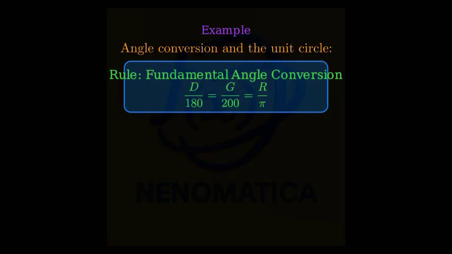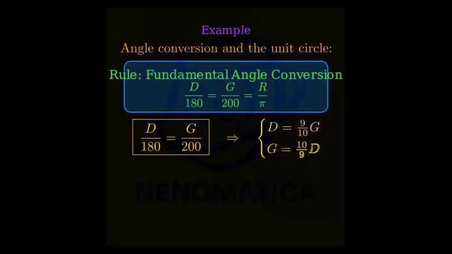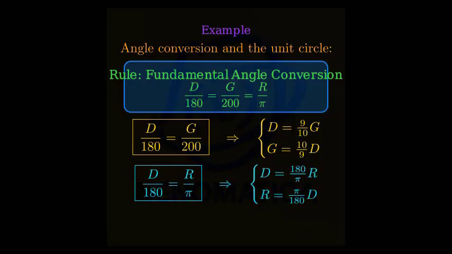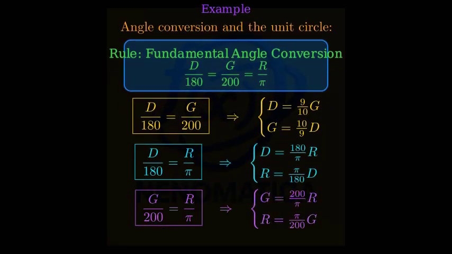Let us isolate each pair. First, degrees and grads. d over 180 equals g over 200. Cross multiply to get d equals 9/10 g, and g equals 10/9 d. Second, degrees and radians. d over 180 equals r over pi. Solving gives d equals 180 over pi times r, and r equals pi over 180 times d. Finally, grads and radians. g over 200 equals r over pi, so g equals 200 over pi times r, and r equals pi over 200 times g.